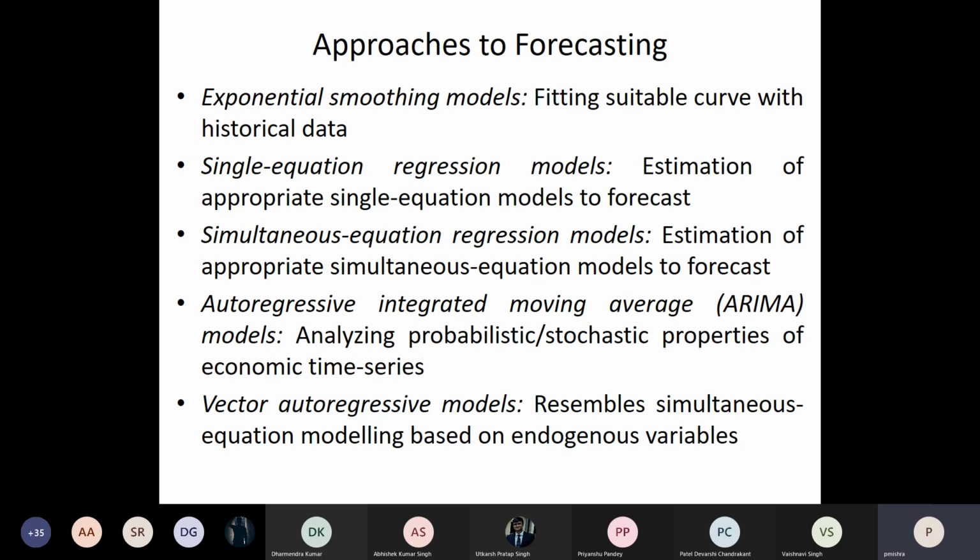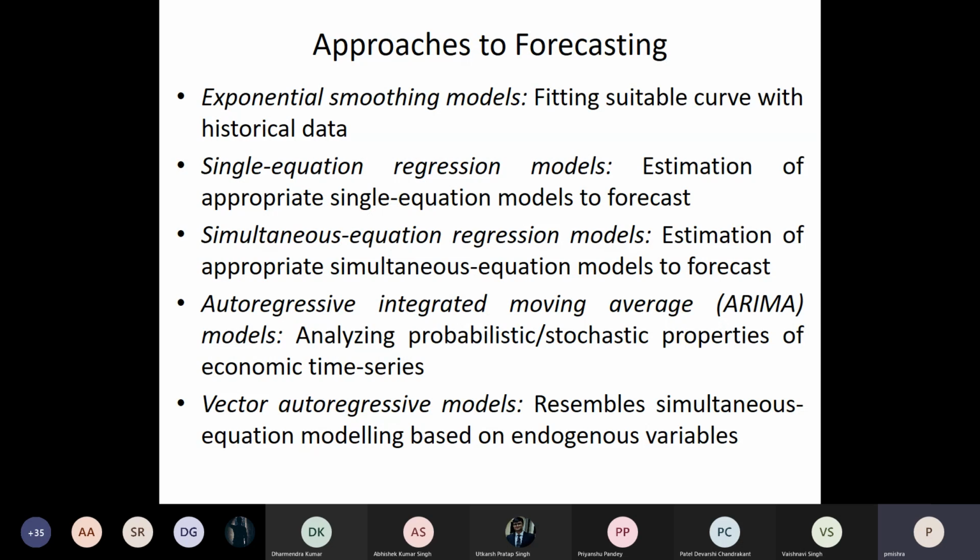Now, what happens? There are various approaches to forecasting. I have just highlighted a few here, like say exponential smoothing, where basically we fit suitable curve or line using historical data, and then that line is extended to forecast about the future. Then single equation regression models, basically estimation of appropriate single equation models.